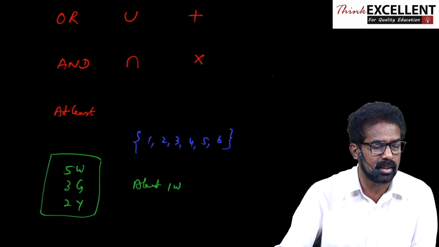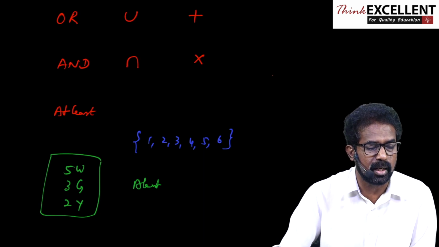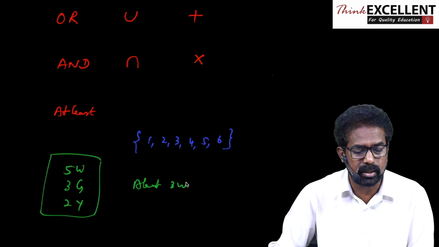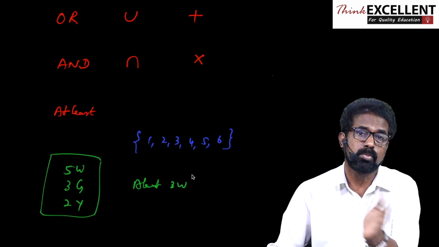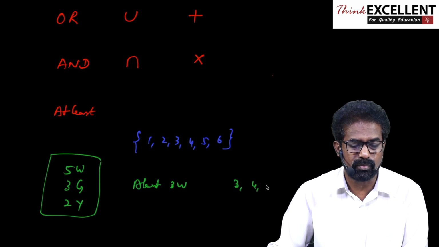Or say they are asking at least 3 white. What's the meaning of that? At least 3 means you should get 3, minimum 3. 3 or more. So you can take 3, 4, 5.